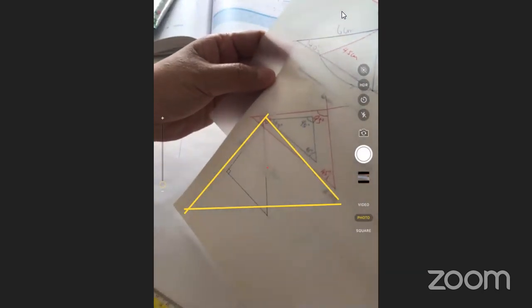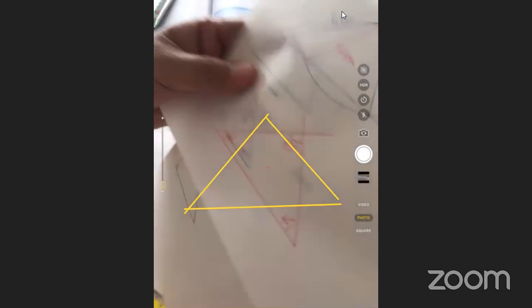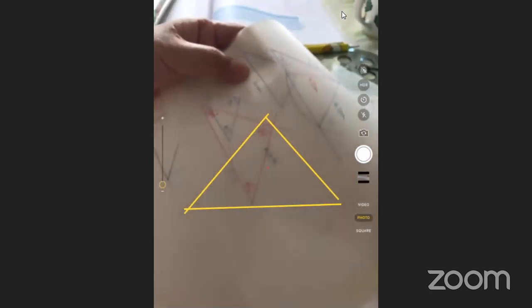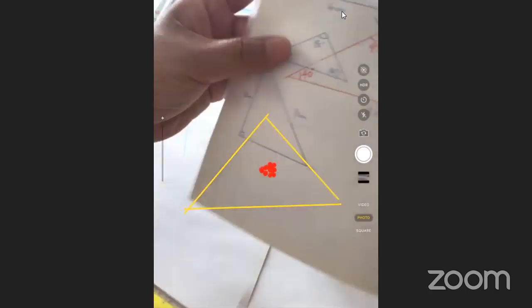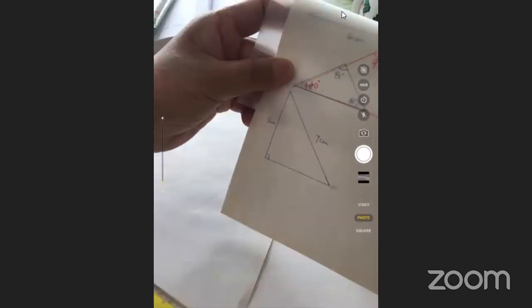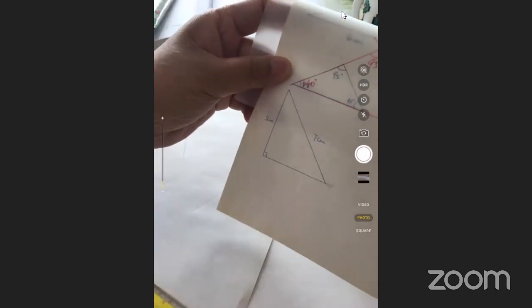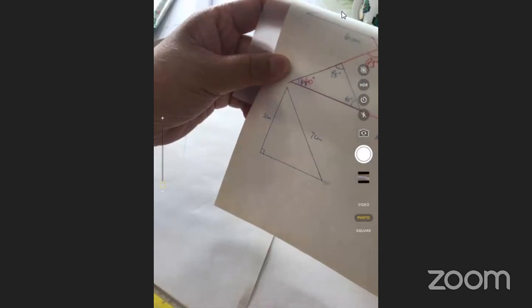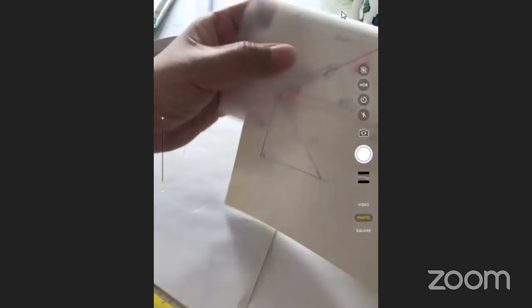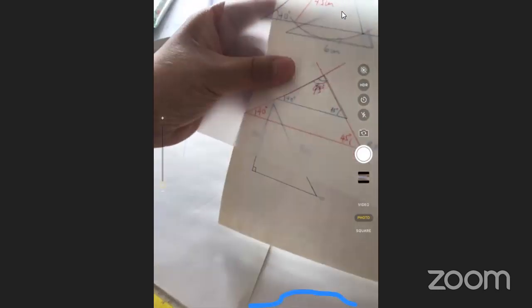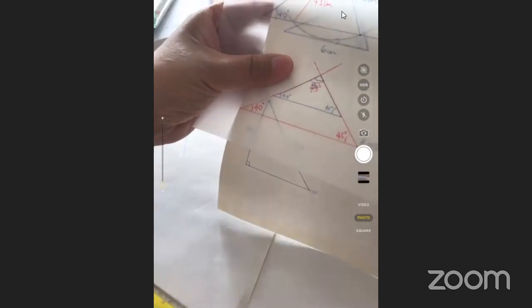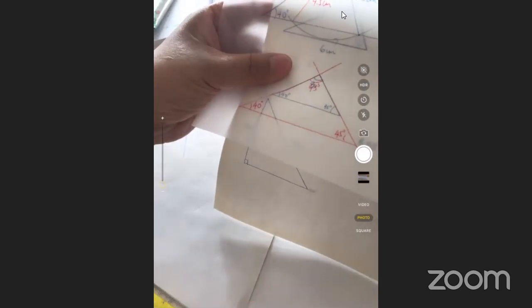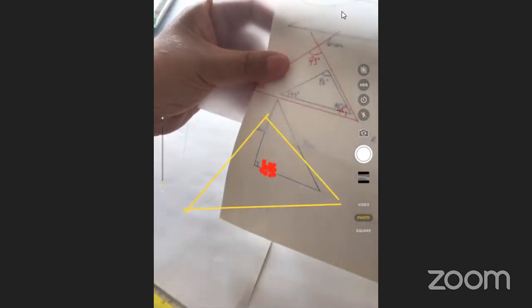Obviously, one is bigger. But if I check the angle, look, let me move my fan. Let's check the angle. 40. Okay, can you see that? The same. These angles are the same. And then how about this one? Can you see that? These two angles are also the same. Okay, and then this one.